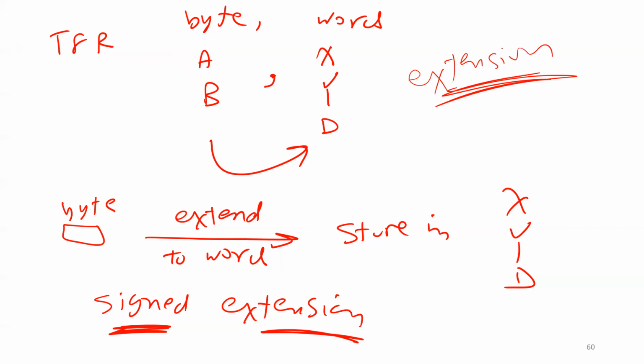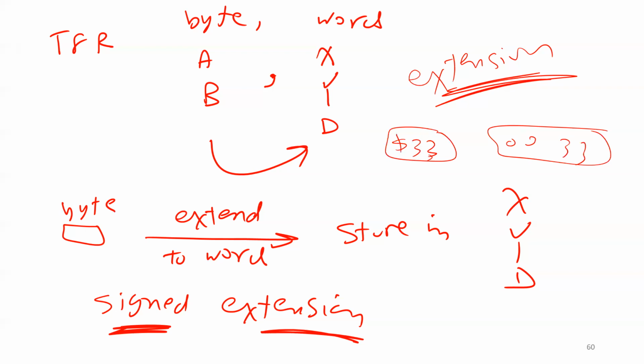What do I mean by extension? The same number I store in a byte, I can store in a word, right? Just put zeros on the left. You understand what I'm saying? For example, if you are storing 33 in a byte, yes, I can store it in a word. I can put 00, 33. That's what we call extension.